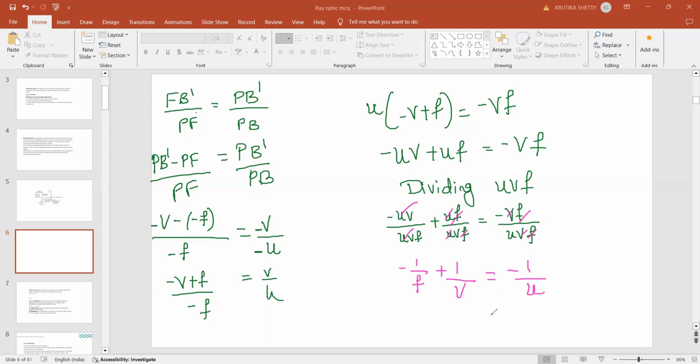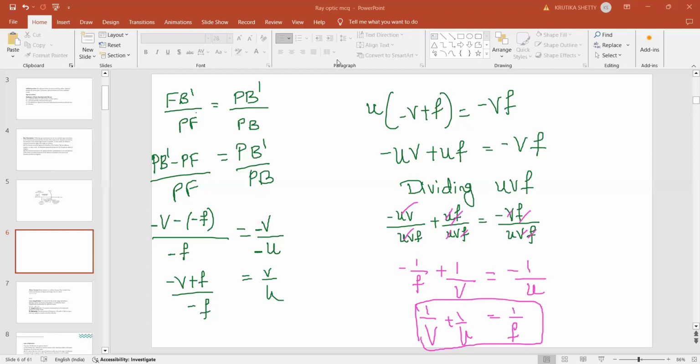So I am just adjusting the minus terms. Minus 1 by f, if we take it to this side, becomes plus 1 by f. Minus 1 by u, if we take it to this side, becomes plus 1 by u. So this is the mirror formula, that is 1 by v plus 1 by u is equal to 1 by f.